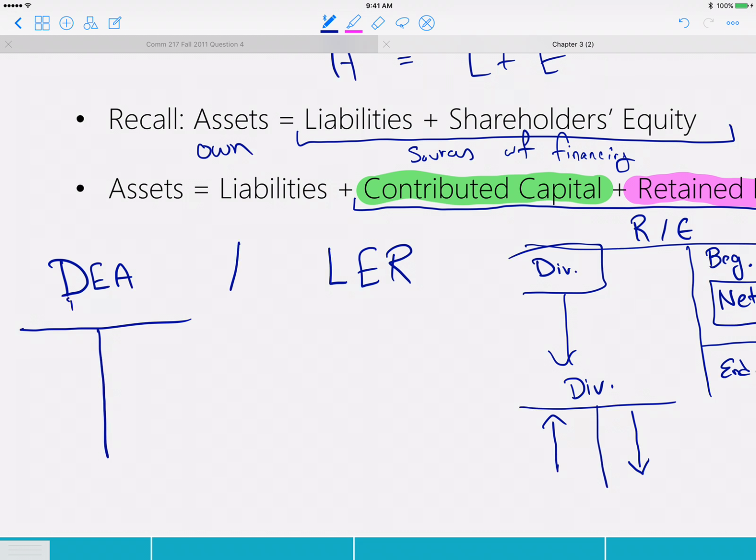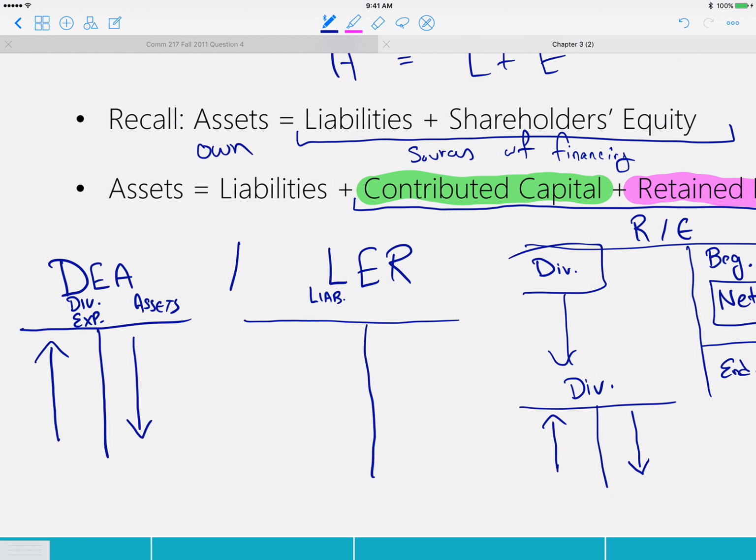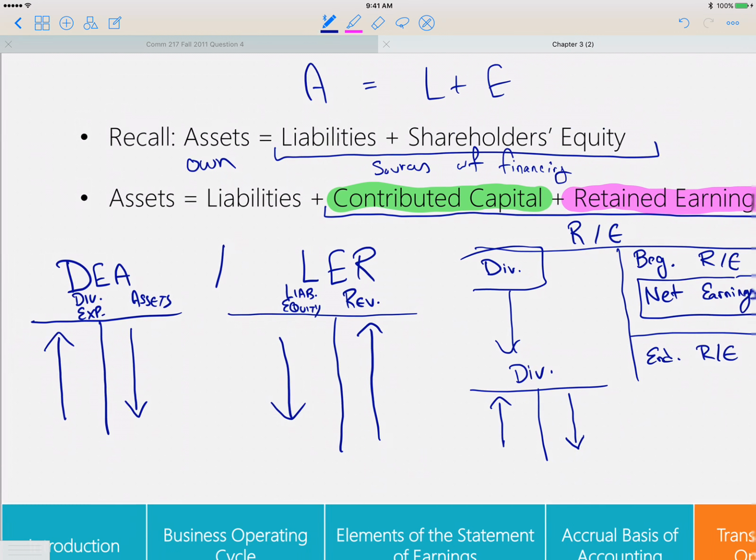DEALER is your dividends, your expenses, and your assets. And these all increase on a debit, and they decrease on a credit. LER is your liabilities, your equity, and your revenues. And these increase on a credit, and they decrease on a debit.